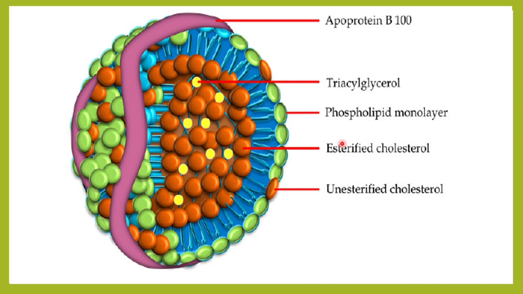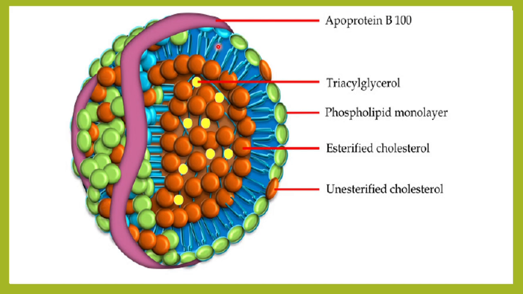I have told you that this LDL is a lipoprotein, so it has two components: one is the lipid and the other one is the protein. When you see a lipoprotein, it has two parts: one is the external surface and the other is an internal core. The external surface is made up of phospholipid. These are the phospholipid layers.